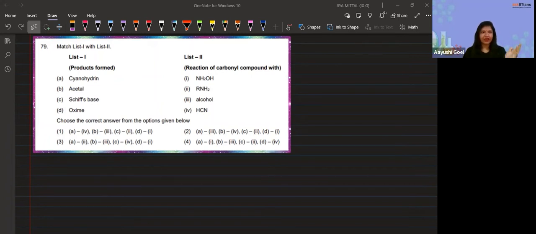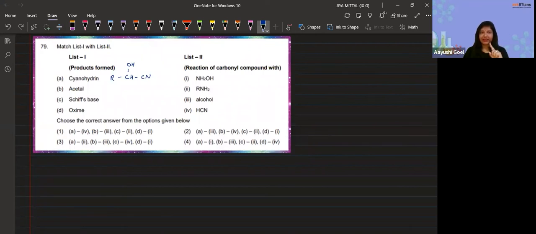On the first side, they have given the product form. On the second side, they have given the reaction of a carbonyl compound. I can take any carbonyl compound, normally an aldehyde here. So how can I prepare a cyanohydrin? If you don't know what a cyanohydrin is, it will be a very long process for you. Cyanohydrin is basically when we have the OH group along with the CN group on the same carbon. That is called your cyanohydrin.